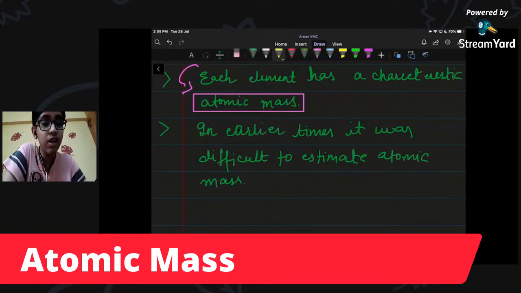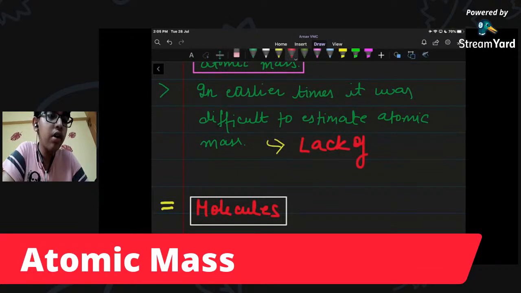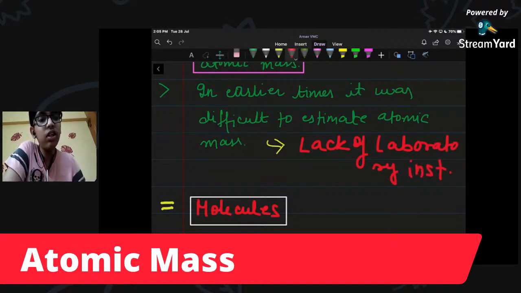This was not in earlier times. So I will write it down as: it was difficult because of lack of laboratory instruments.